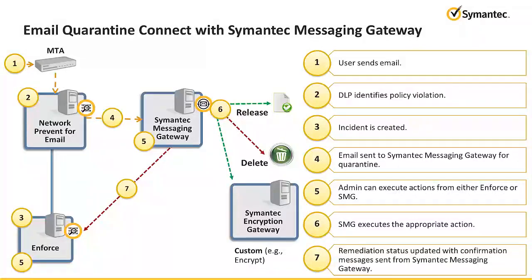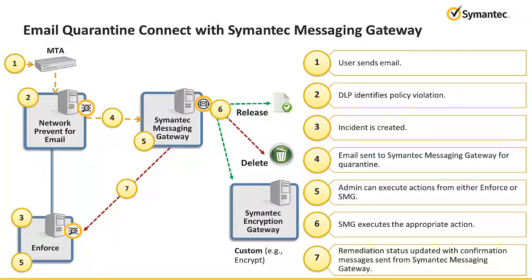Email Quarantine Connect is an integration between Symantec DLP and Symantec Messaging Gateway that relies on the Modify SMTP message response rule. The integration is intended for a workflow where Symantec DLP applies detection policies to email messages and sends suspect messages to Symantec Messaging Gateway, where they are quarantined pending further remediation. Administrators can trigger the defined actions from either platform.